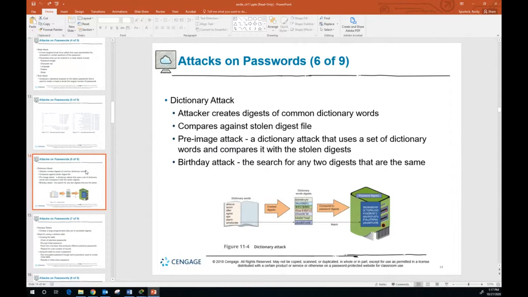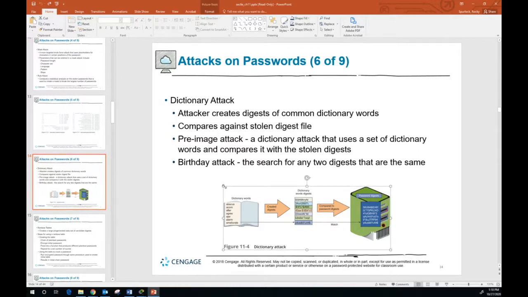All right, dictionary attacks. That's where the attacker creates a digest of common dictionary words and compares that against a stolen digest file. A pre-image attack is a dictionary attack that uses a set of dictionary words and compares it to the stolen digest. And a birthday attack is the search for any two digests that are the same.